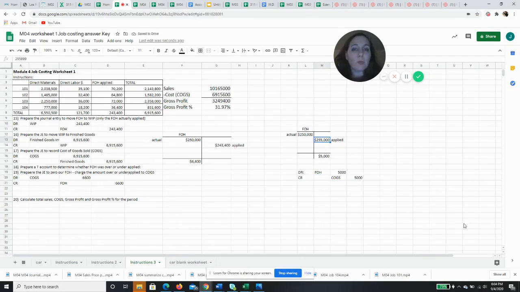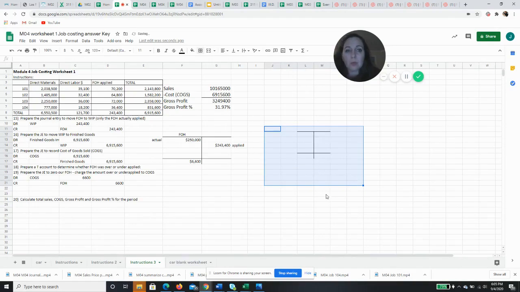If we overapplied, it means we put more costs in production than we actually had. We only had $250,000 and we put $255,000 into production. Whereas over here, we had $250,000 of actual costs, but we only put $243,000 into production, which means we did not put enough cost into production. I'm going to get rid of this so it's not confusing, but I wanted you to see it both ways. Then calculate total sales, COGS, and gross profit for the period. We already did that. We're ahead of things.